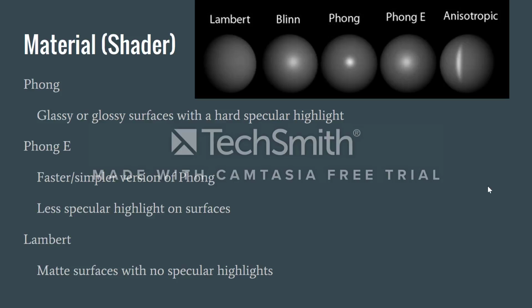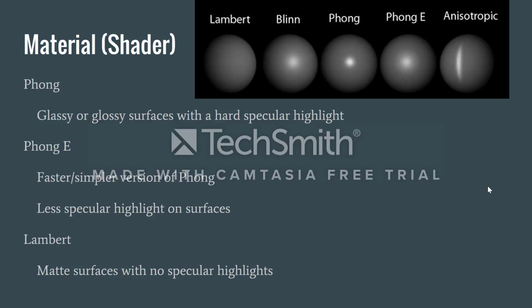The three material types used in this project are Phong, Phong E, and Lambert. Phong gives a glossy surface. For example, if you want to model a car or telephone or something which needs shininess or glossiness, you can just add Phong with specular highlights. As you can see in the third picture, it has hard specular highlights. Phong E is a simpler version of the Phong material that gives softer highlights and is faster to render though.